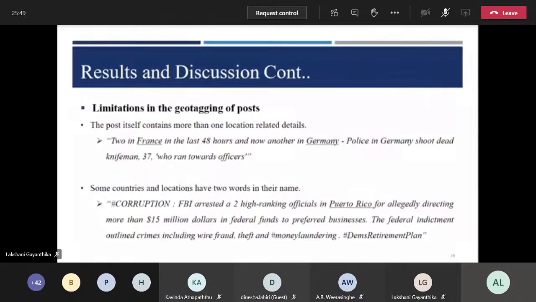future works. Another issue with geotagging is that some countries and locations have two words in their name. Therefore, the geotagging module sometimes fails to extract the location. In the second example, Puerto and Rico are considered as two words, so it could not extract the location-related information from the post.